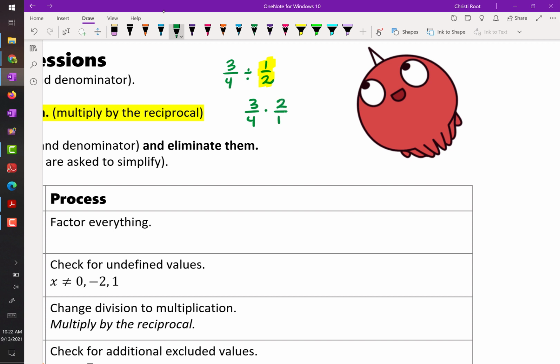So that'd be 2 over 1, and then after you change it to multiplication, you can start reducing. So that 2 is going to reduce with a 4, and then that's going to leave me 3 over 2.